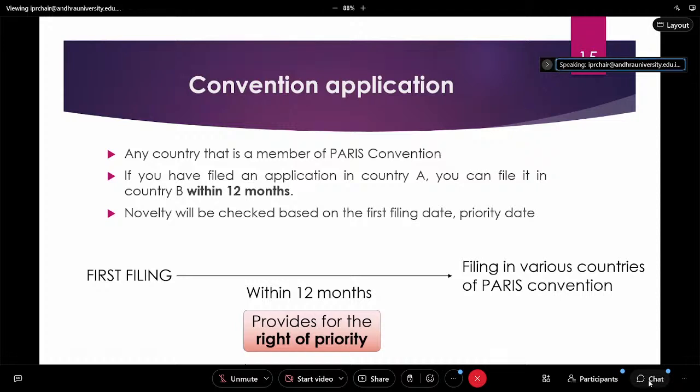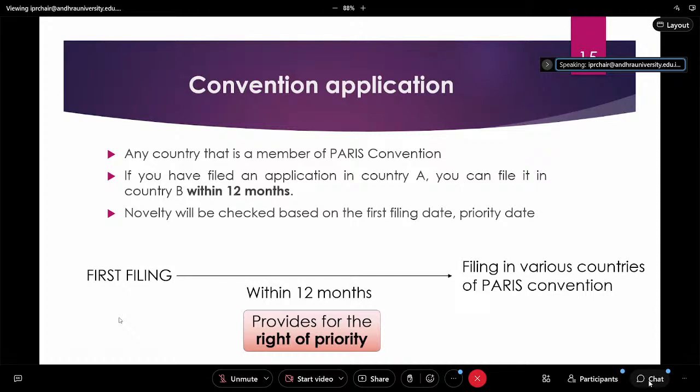So what do you do? You have 12 months of window time. So you file in USPTO, you file in JPO, you file in Germany and you file in Brazil. So you file one by one within this 12 months of window time, counting from the date of filing in India. So that will be called a convention application.